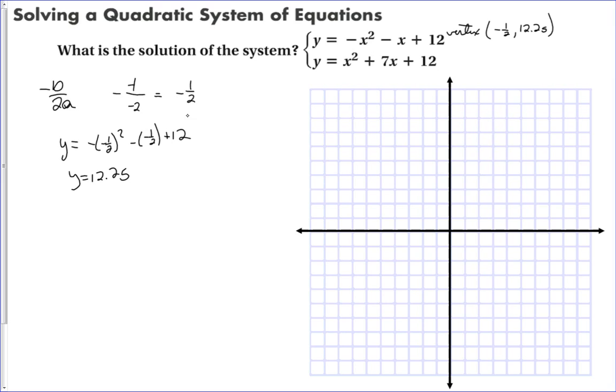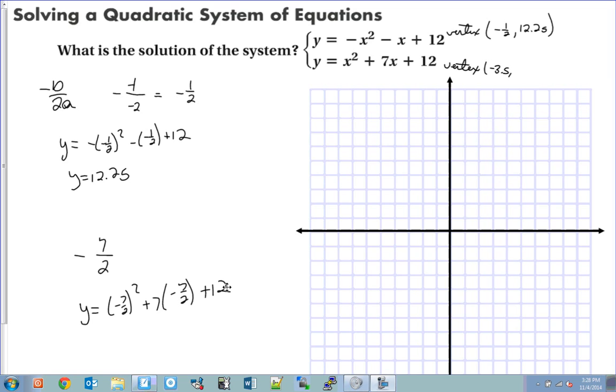Now find the vertex of this one. We know it's negative b over 2a, so we're going to have negative, and then it's 7 divided by 2a, which is 2. So we have negative 7/2, which is negative 3.5. Okay. Put this into your calculator, and you're going to get that the y value of your vertex is simply negative 0.25.